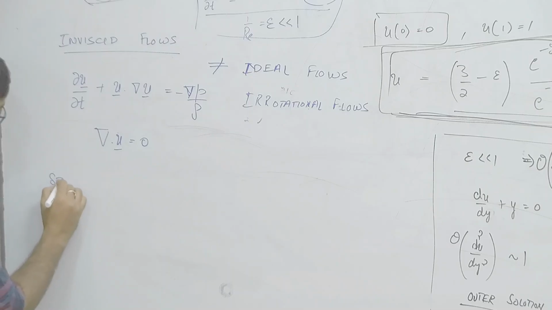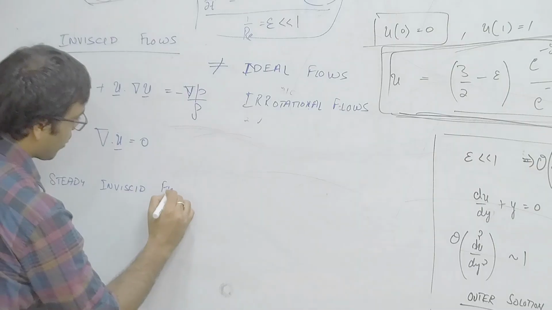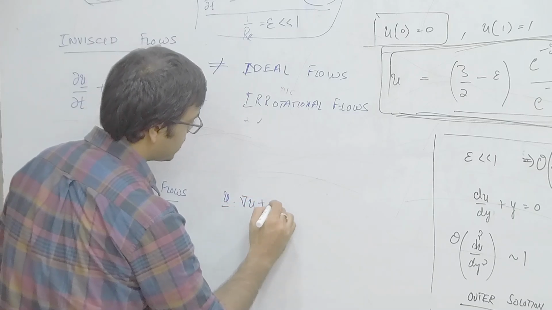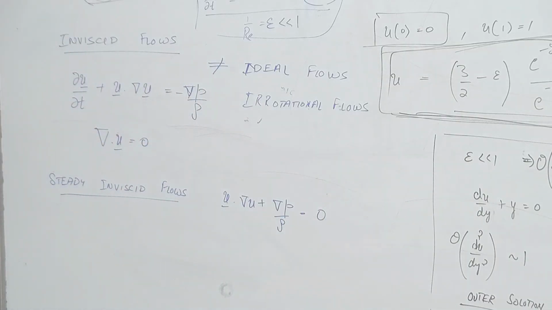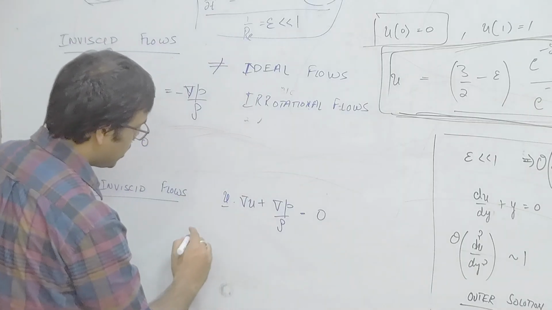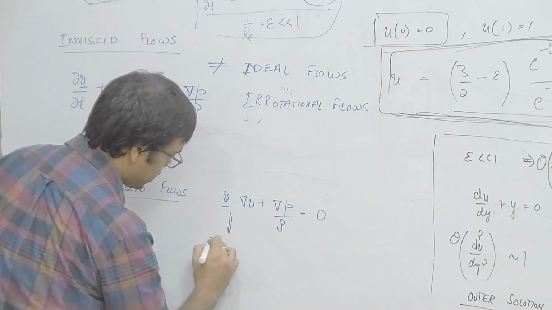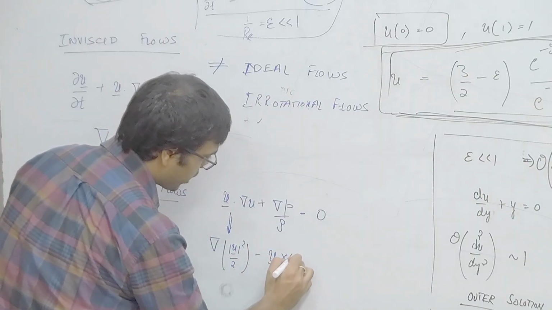For steady inviscid flows, you have u dot grad u plus grad p by rho equals 0. Again incompressible all the way. So rho, just imagine this rho to be a constant. Okay. Now if you go back to your index notation exercises, we have shown that this u dot grad u is actually equal to grad of mod u square by 2 minus u cross omega.